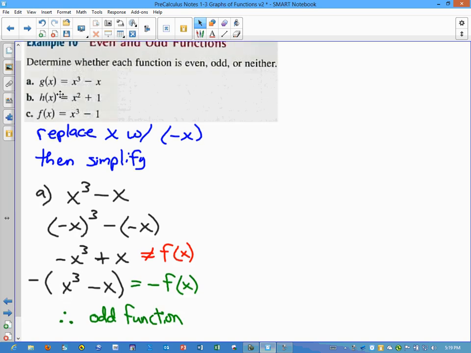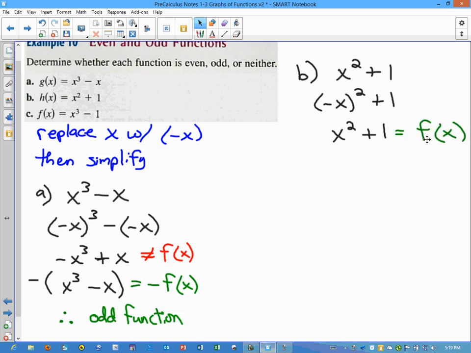Now, let's look at b. We have h of x equals x squared plus 1. So b equals x squared plus 1. I replace x with negative x everywhere that it appears. It only appears once, though. So this gives me negative x quantity squared plus 1. Now I'm going to simplify. When I simplify, 2 negatives is a positive. And notice what I have is exactly what I started with. So replacing x with negative x results in the same thing I had to begin with, which was the f of x. Therefore, it is an even function.